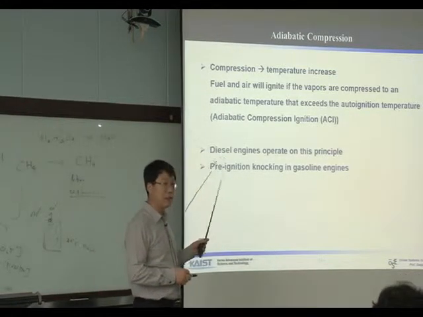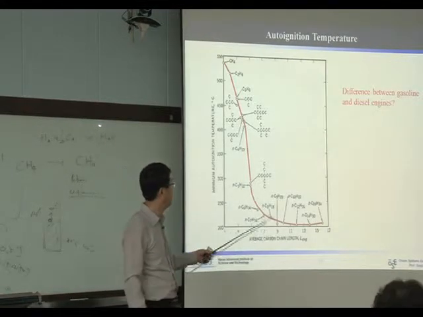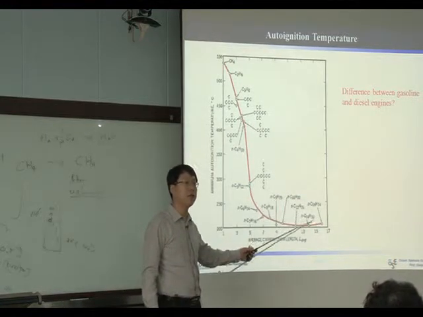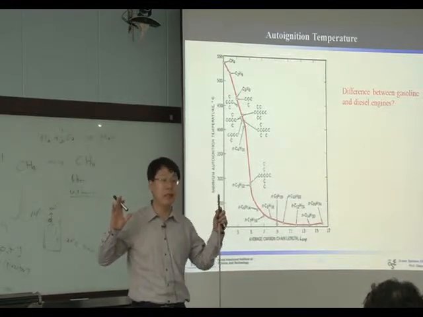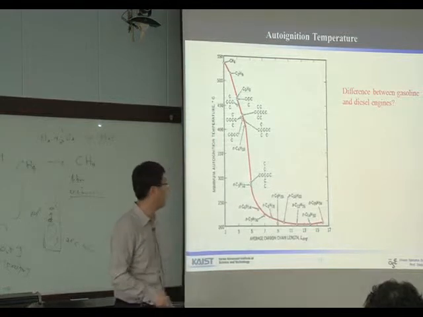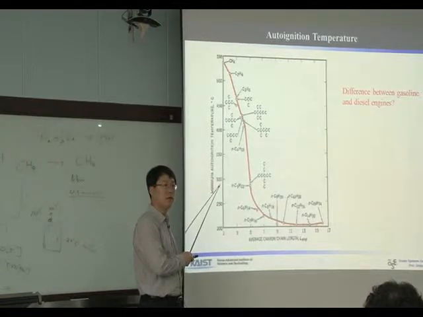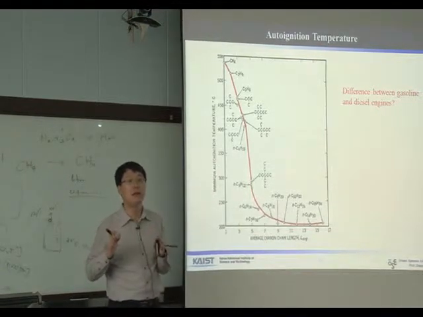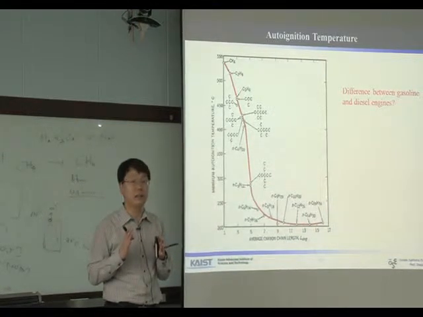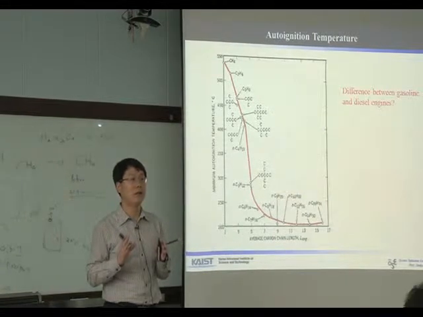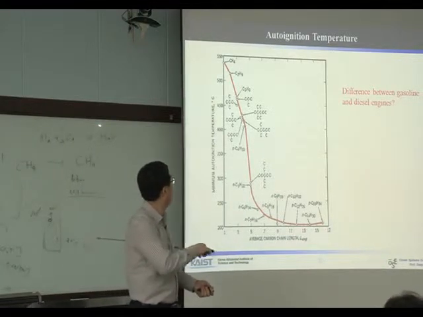So, diesel engines. What is the main composition of diesel? These are diesels, C8 to C15. If we compress the mixture of air plus diesel, we can easily raise the temperature of diesel to around 300. Then the temperature is higher than the auto-ignition temperature of the diesel, so the diesel explodes within the engine cylinder.